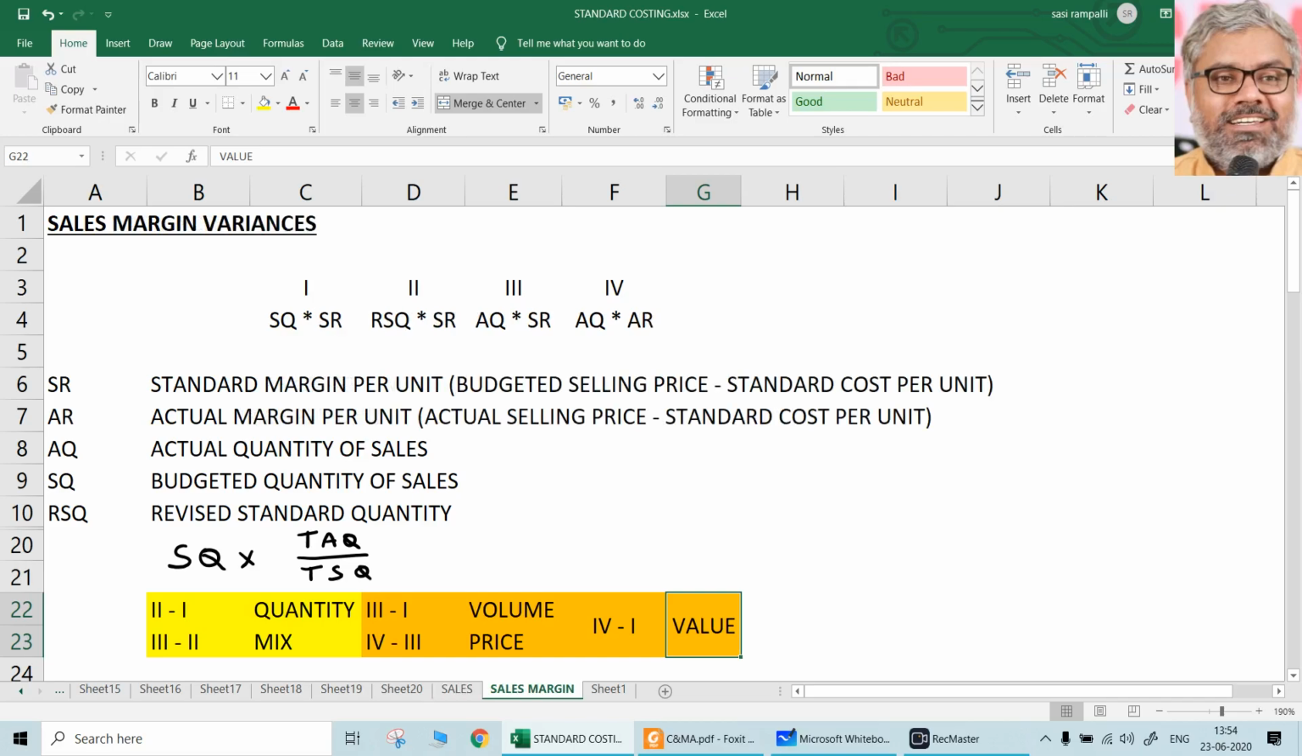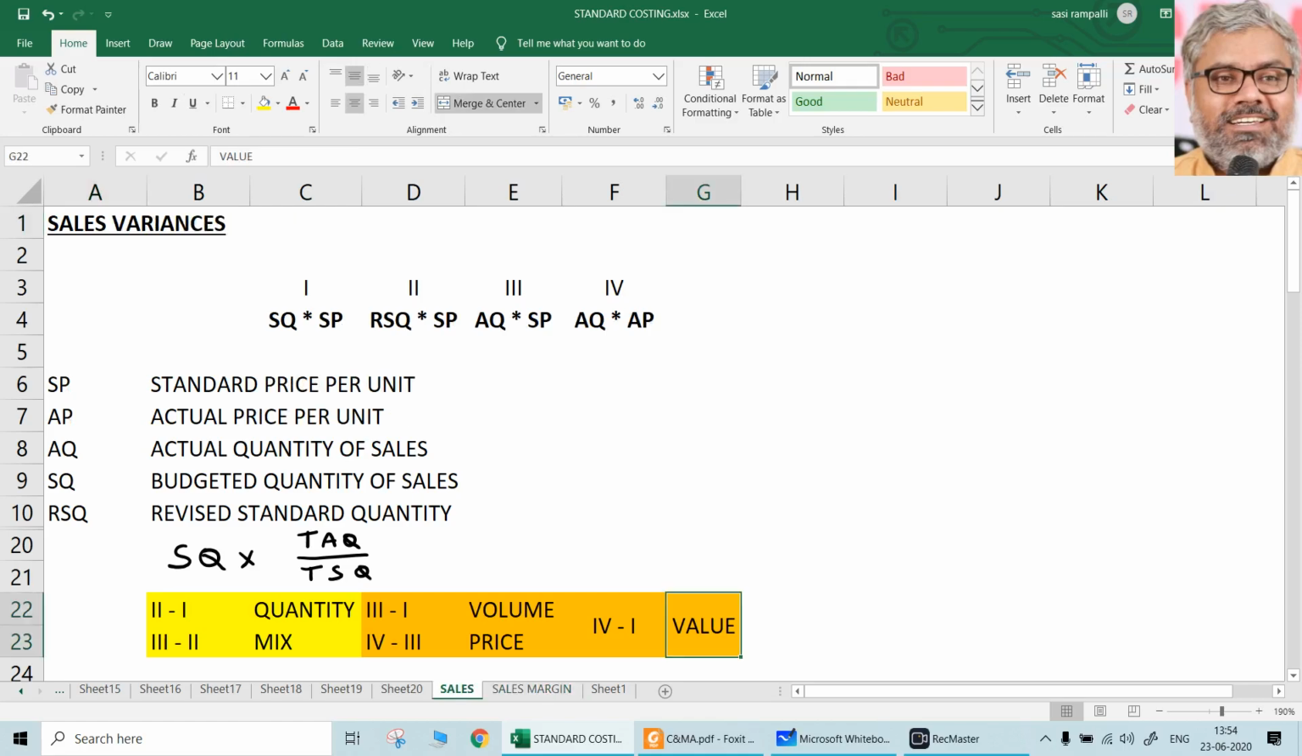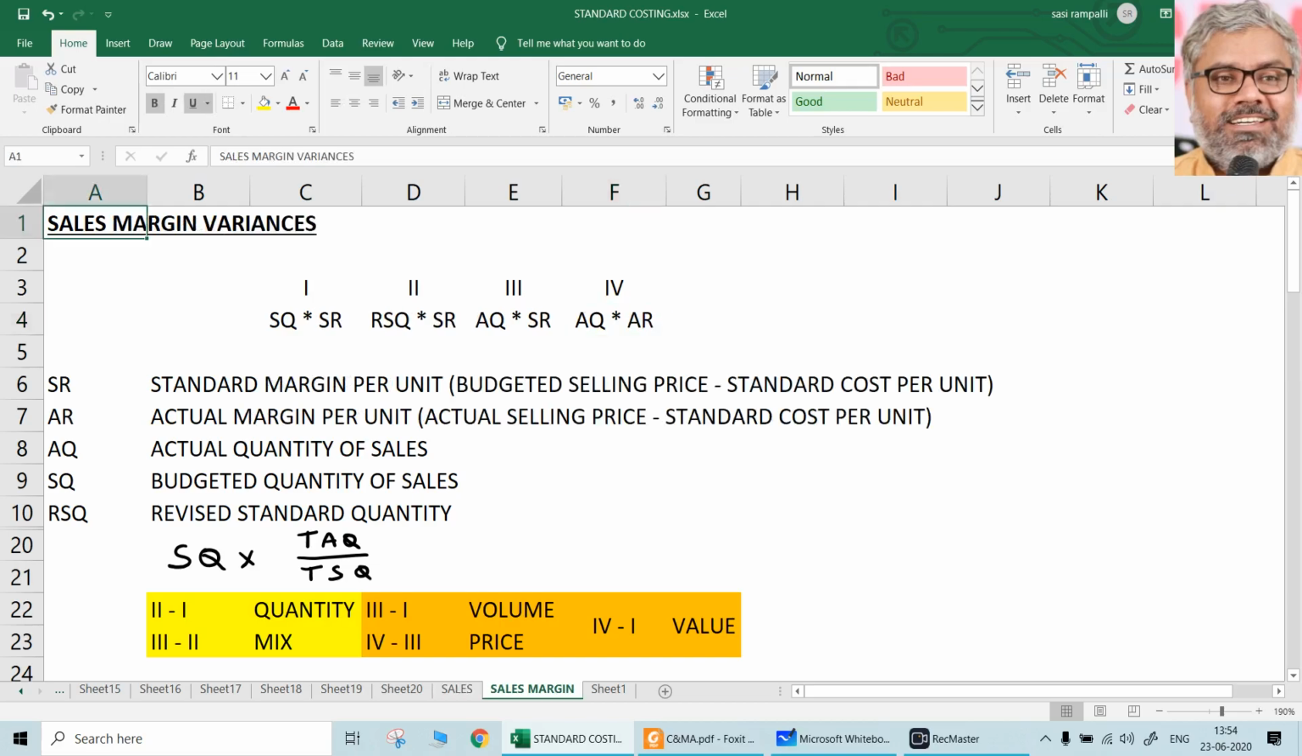And there is one more small variation here, that is sales margin variances or profit variances, you can call them also. Sales margin is nothing but profit, right? So just keep all the other things the same: SQ, SP, RSQ, SP, AQ, SP, AQ, AP. But instead of SP and AP, call it SR and AR. That is easier. SR means the standard rate. Rate of what? Margin. Profit margin. Standard how much? Per unit.